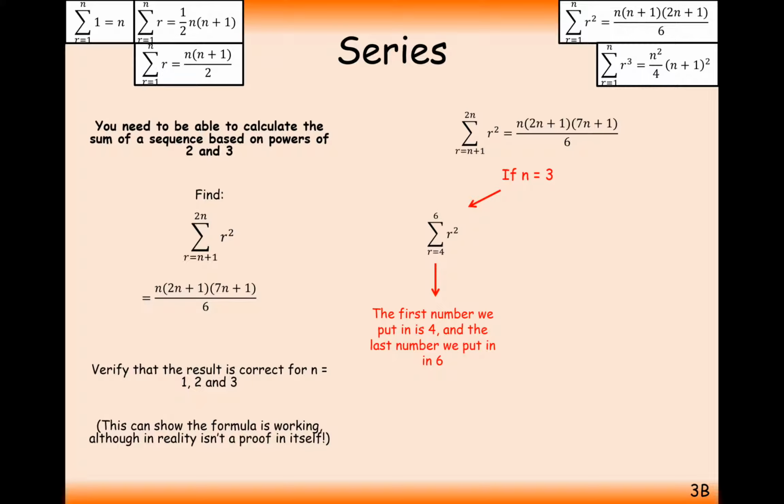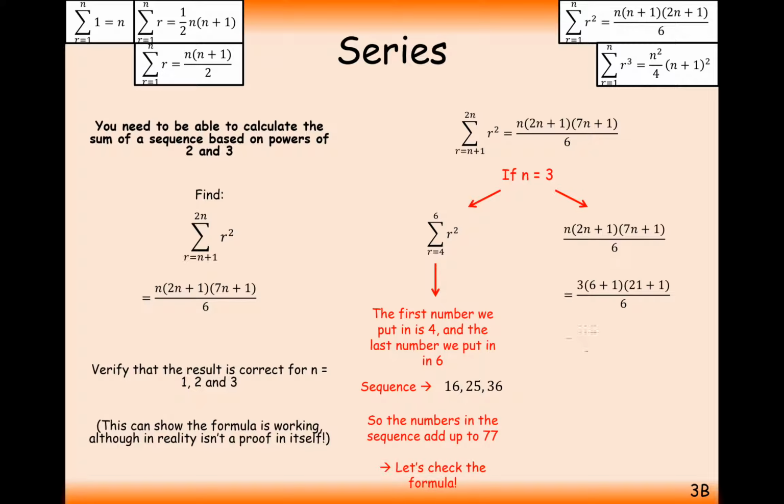Substituting in the value 3, we're going to get a summation from 4 up to 6. That's 4 squared plus 5 squared plus 6 squared. We get 77. And substituting in 3 into our formula here, we're going to get 77 as well.